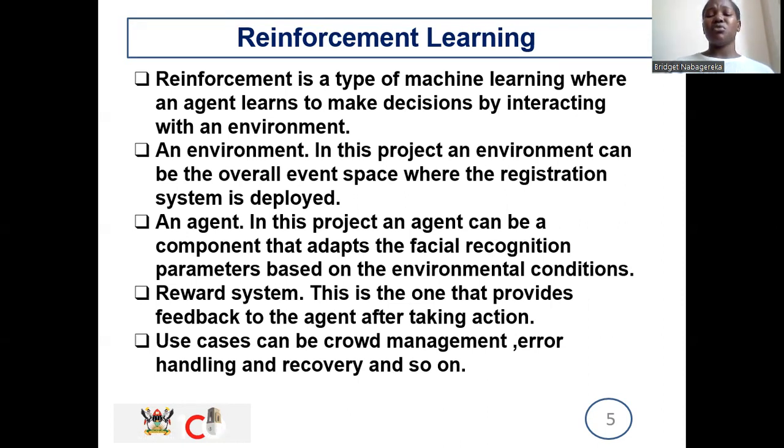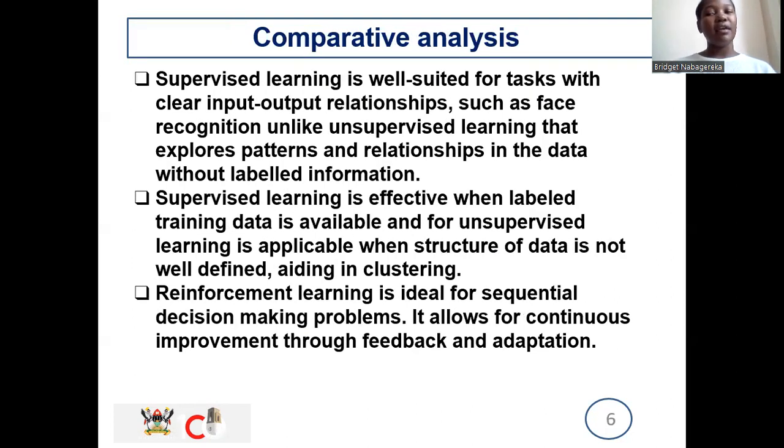Then we have reward systems, which provide feedback to the agent after taking action. The use cases can be crowd management, managing a lot of people: everyone just appears, and that's how you can easily manage the crowd. Then error handling and recovery and so on.